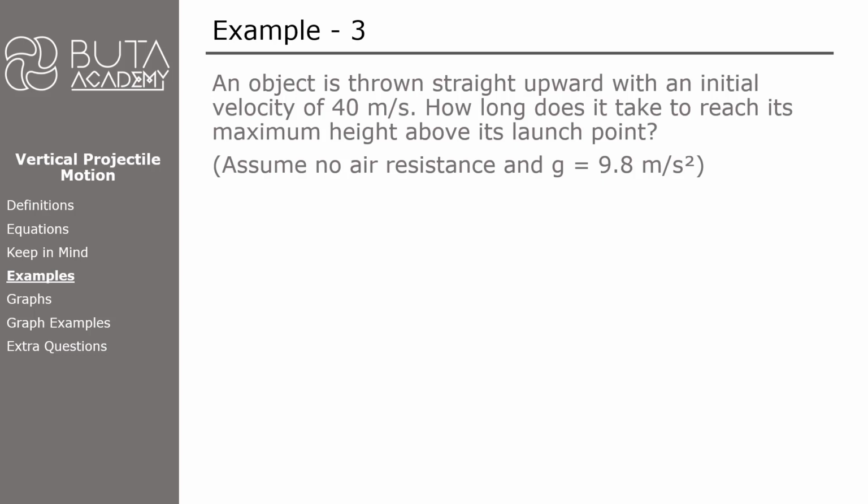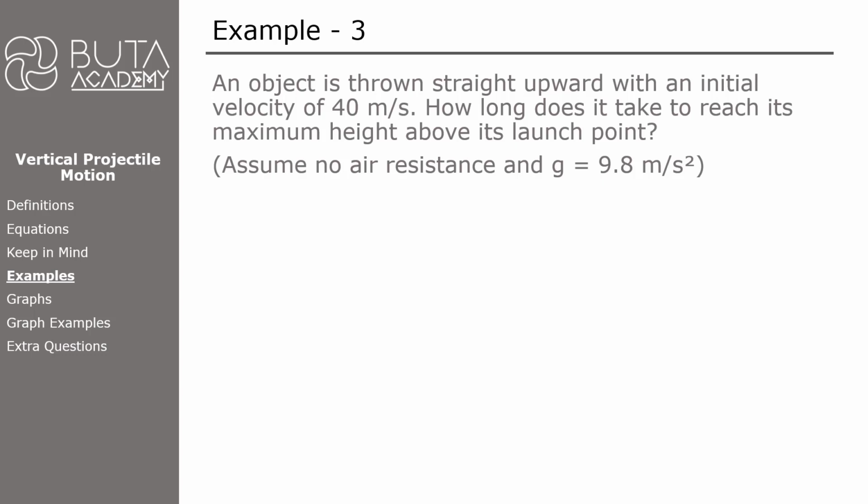An object is thrown straight upward with an initial velocity of 40 meters per second. How long does it take to reach its maximum height above its launch point? Assume no air resistance and gravitational acceleration is 9.8 meters per second square.